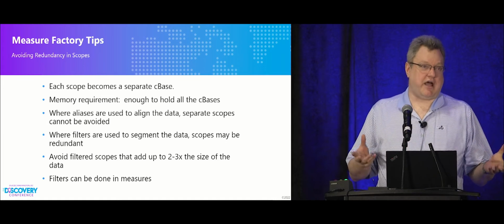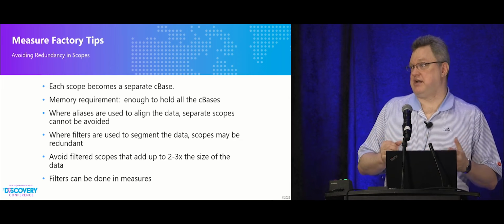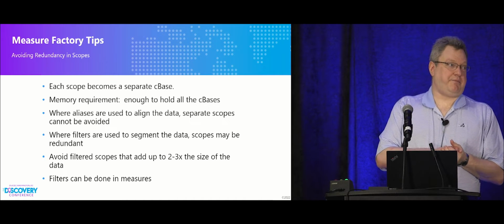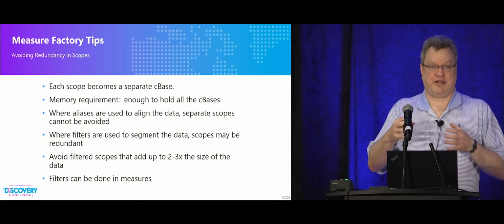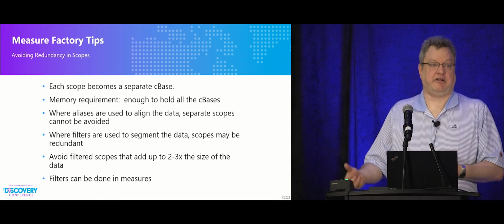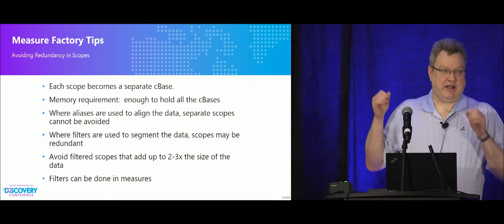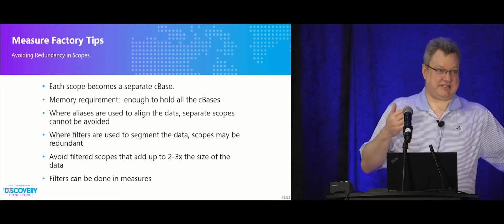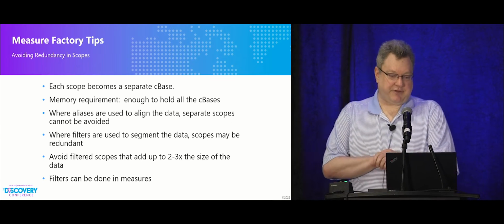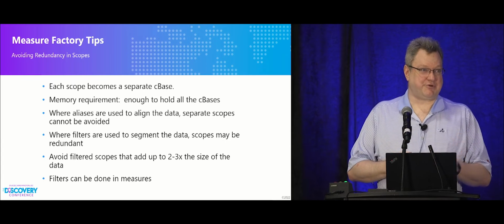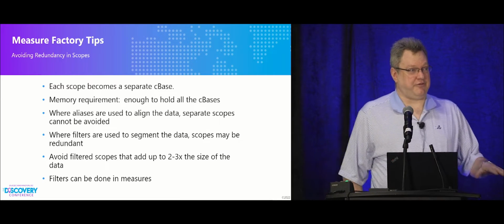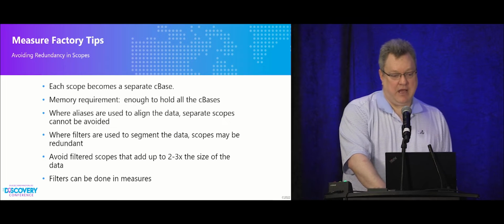So where aliases are used to align the data, like I talked about with admissions and discharges, you have to do that. Those 2 scopes are going to be necessary. But I see a lot of people do scopes that are just different ways of filtering the data too. And if you're doing that, you're basically creating redundant copies of the data. If you have the full data set, and then the last 2 years C-base, and then the previous 8 years C-base, that's just completely wasting disk. So anywhere I see filtered scopes adding up to about 2 times or more the size of the input data set, I really start looking for ways to cut this down. You don't have to do the filtering in the scope, you can do it in the measure.